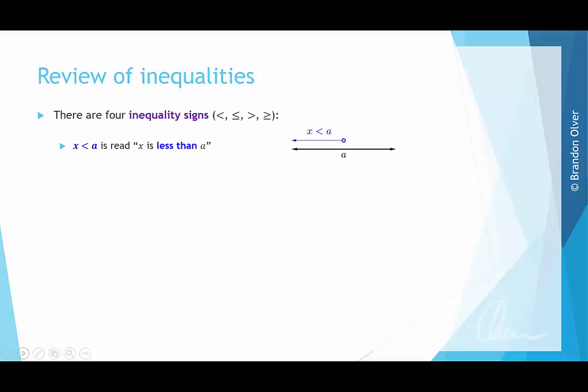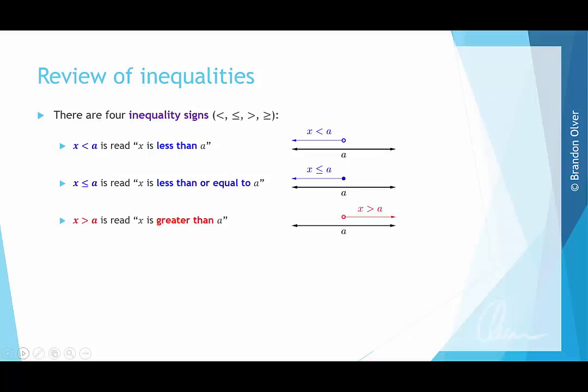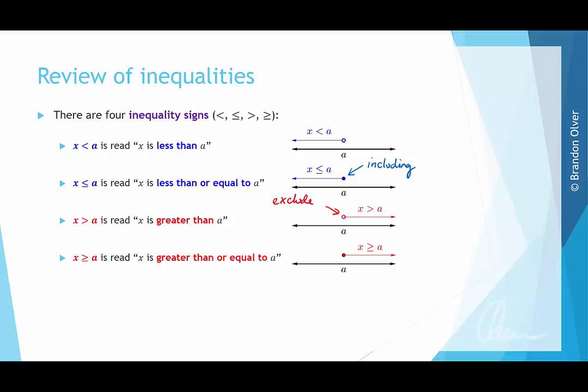So we'll just do a quick review of inequalities because you should have come across these before. So there's 4 inequality signs. So on our number line shown, we have x is less than a. Then we have the statement x is less than or equal to a, and we can see that on the number line. Then we have x is greater than a, and that's shown on the number line as well. And finally we have x is greater than or equal to a, and that's shown on the number line. Now the thing to note here is that if the dot is coloured in, that is including that value. If the circle is not coloured in, that will exclude the value from the number line.